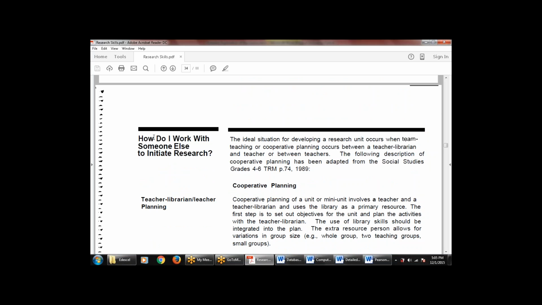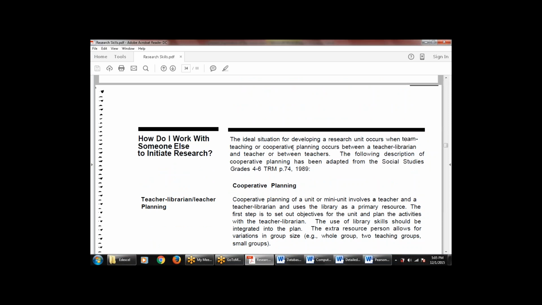Now the next question is, how do I work with someone else to initiate the research? That is, how do I deal with someone else, or link with someone else, to initiate the research? The ideal situation for developing a research unit occurs when team teaching or cooperative planning occurs between the teacher librarian and teacher, or between the teachers.